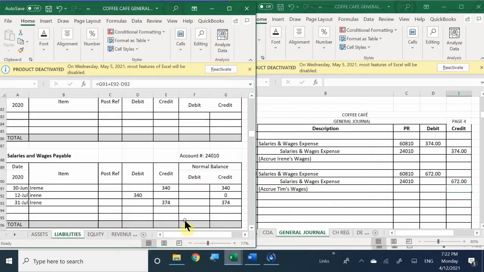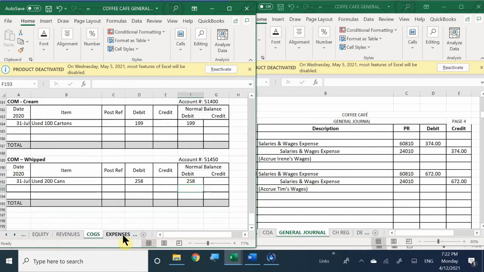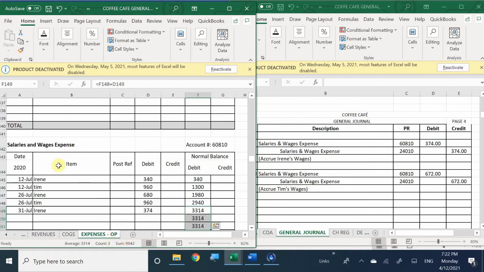So I'm going to go ahead and go to my ledger. Right here, I'm already in my liability. So I'm going to go ahead and say that we now owe Tim $672, which should bring our total account balance to $1,046.